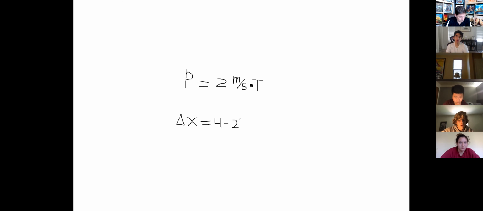And then for the second question, it asks for the displacement from 1 second to 3 seconds, and displacement is the change in position. So at 1 second, it was at 2 meters, and at 3 seconds, it was at 6 meters. So that would get you 4 meters, a 4 meter change in the positive direction.